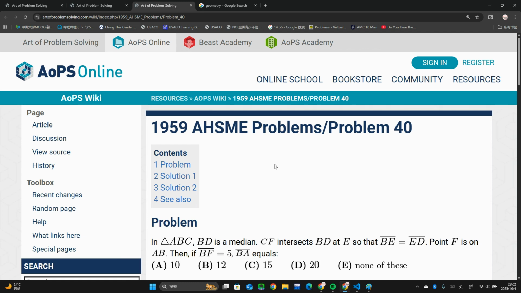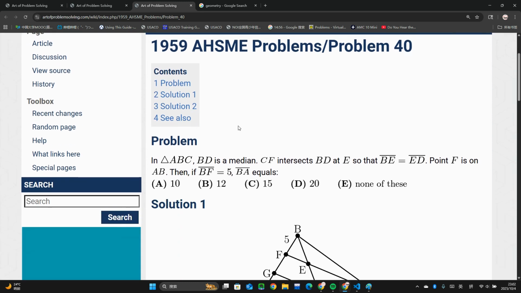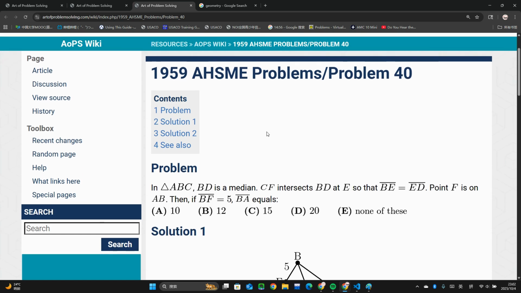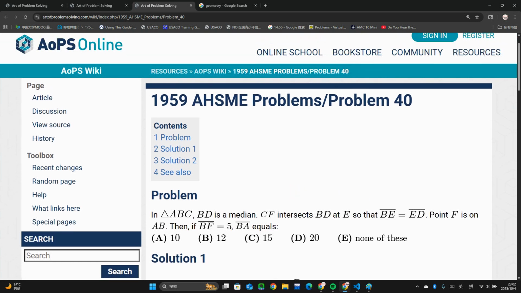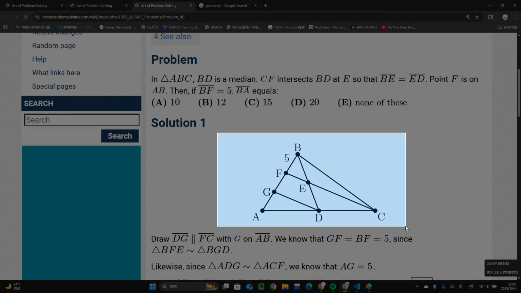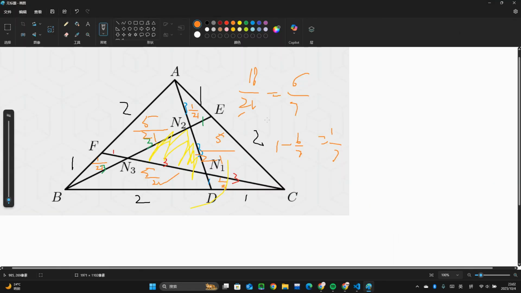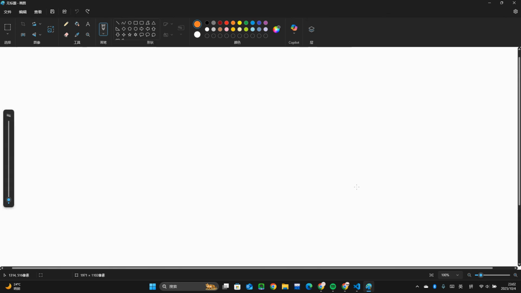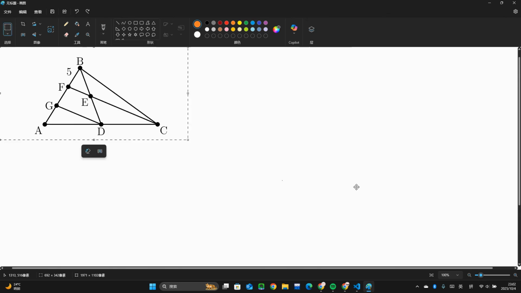Now we take a look at the second one. It's the AHSME problem 40 this time. First, let's take a screenshot so I can put it on the drawing board.